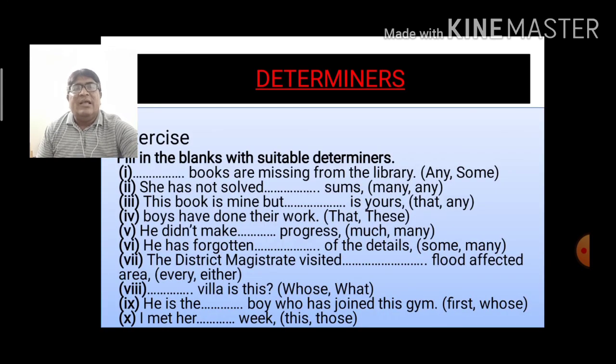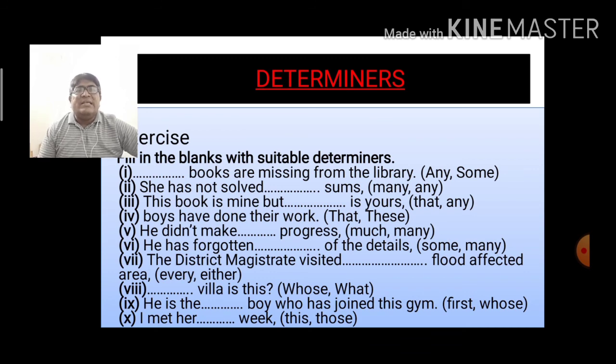Here is the exercise that we are going to do right now. The first exercise: dash books are missing from the library. This statement is a positive, assertive sentence, so we have to use some, and books are countable. That's why we use some. She has not solved dash sums. Has not. Not is showing a negative sentence. That's why we have to use any here. She has not solved any sums.